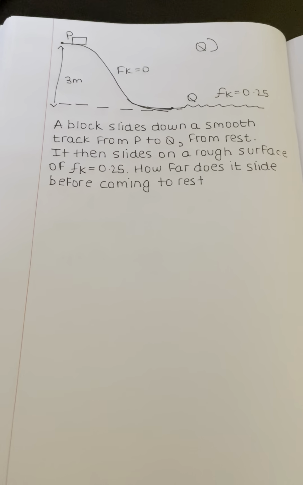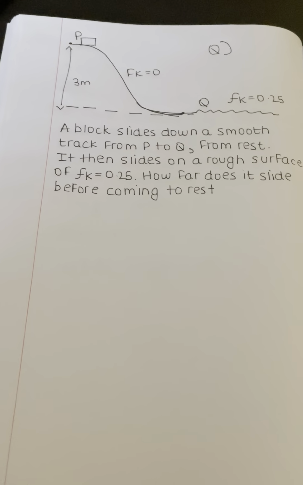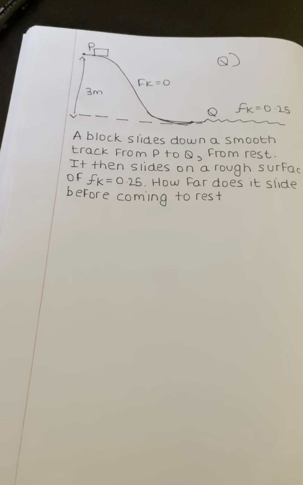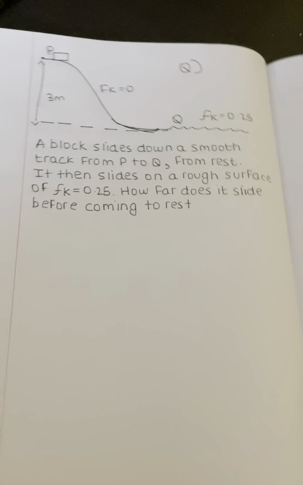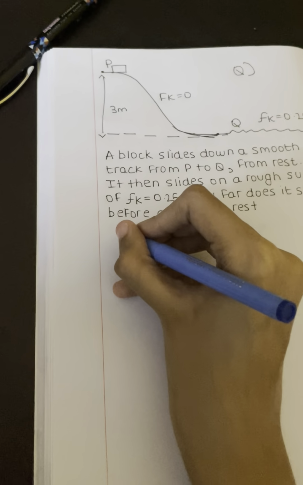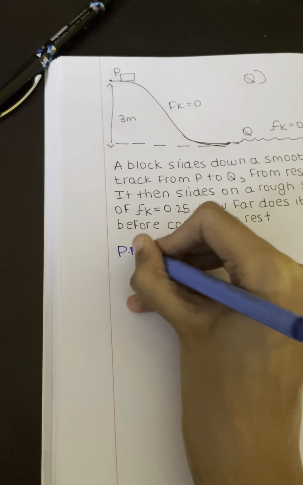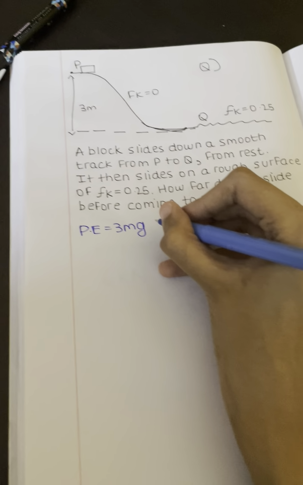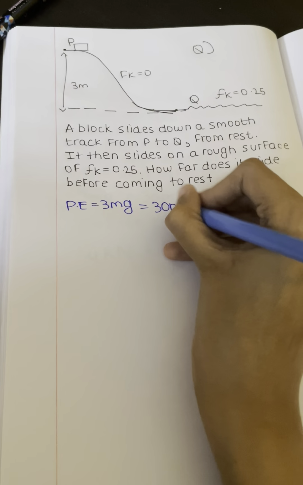So what details we've been given here is the height of the block initially from the reference level, the surface level, is 3 meters. It slides through a smooth track having coefficient of friction 0, and then it comes and slides on a rough track having coefficient of friction 0.25. So initially let's take the potential energy of the block to be equal to 3 mg. We do not know the mass of the block, therefore P is equal to 3 mg. We can take g to be 10 here for calculation purposes. Therefore, this is equal to 30m.